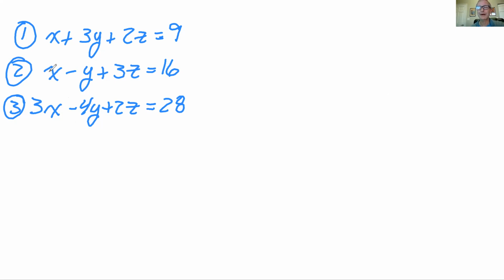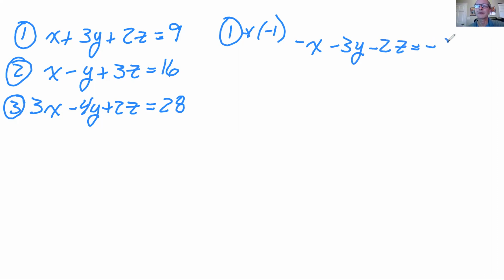So let's start by taking equation 1 and multiplying it by -1. What that'll do is change the X to minus X. So if we add it to equation 2, guess what happens? The X's cancel out. So that would be our strategy. So we'll have minus X minus 3Y, minus 2Z equals minus 9.